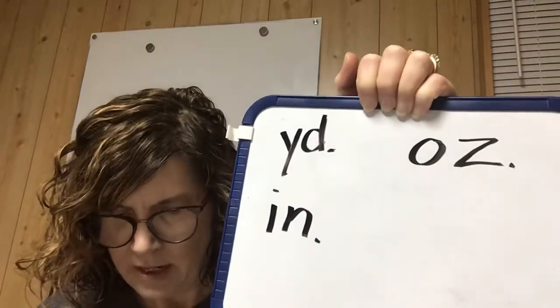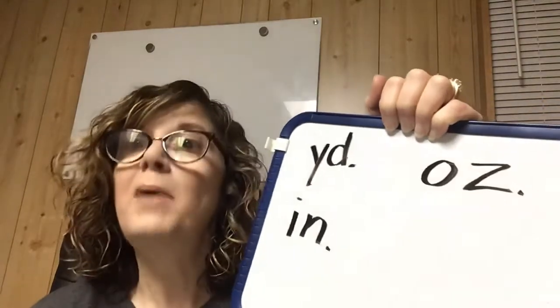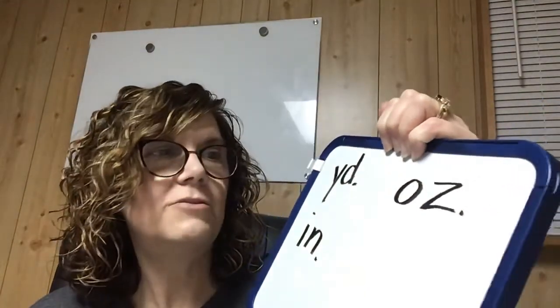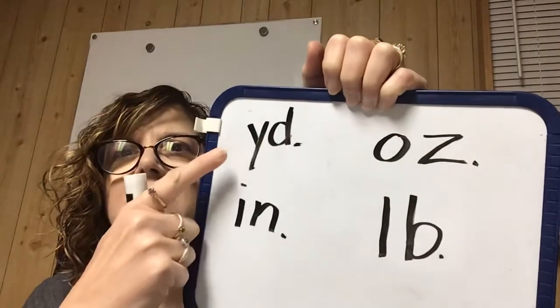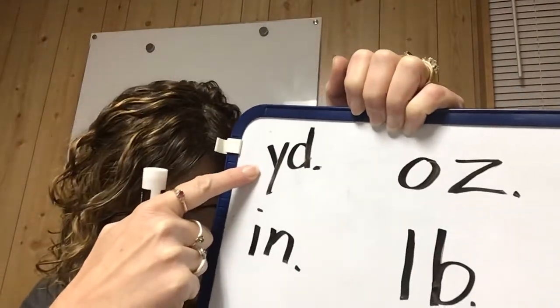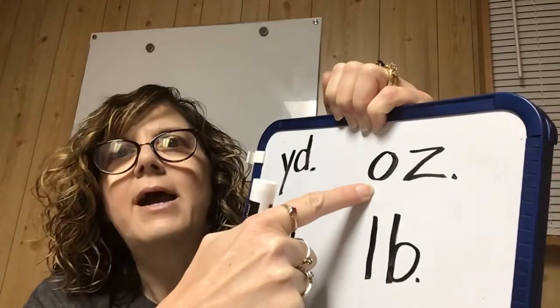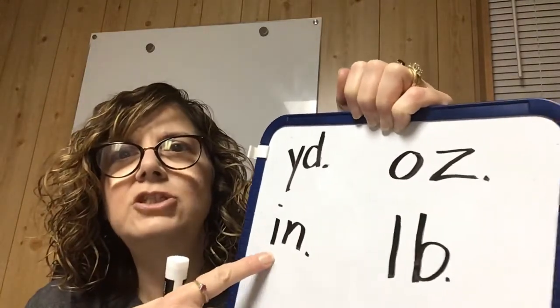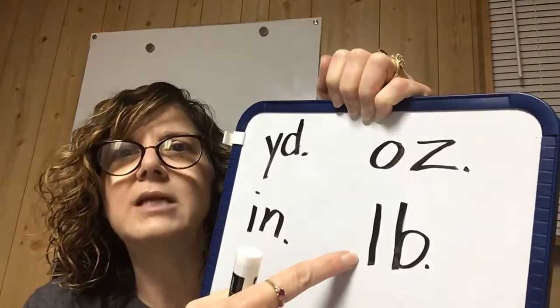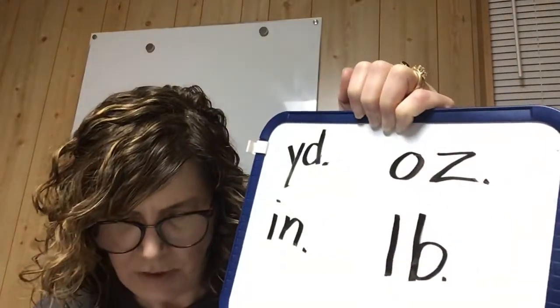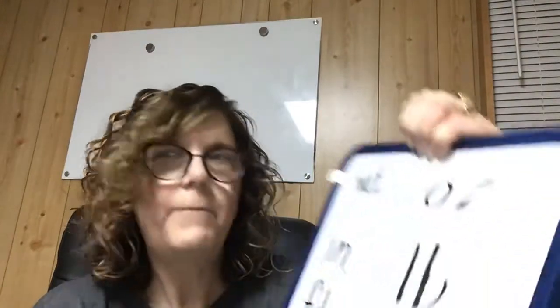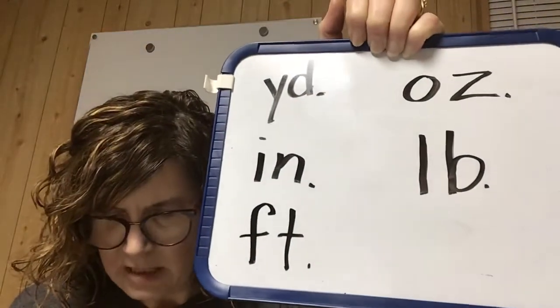Probably you remember that, but it is IN period. And the other tricky one, pound. Again, it has to do with a different language. It is LB period. All right, so we got so far, number 10 was yard, number 11 was ounce, number 12 was inch, number 13 is pound, which is LB period, and the last one is foot. So that's going to be FT period.